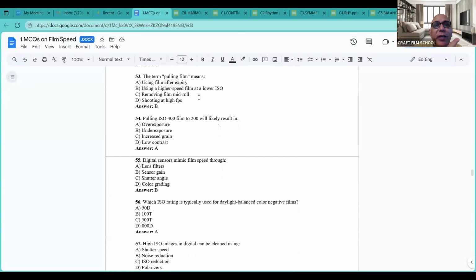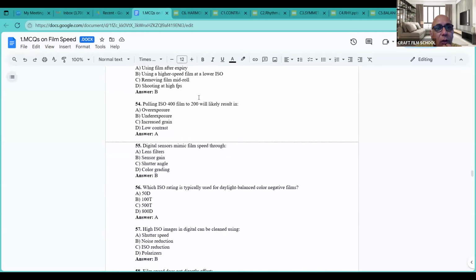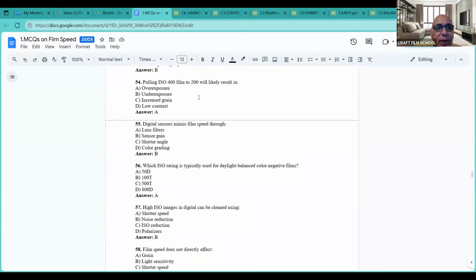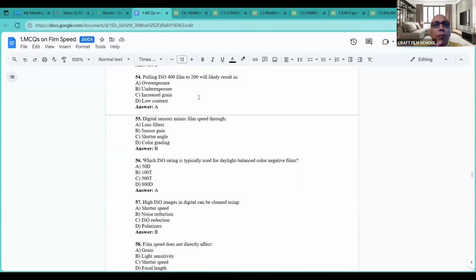The term pulling film, which I have told you, push and pull, is the opposite of push. Using film after expiry has nothing to do with that. Using a high speed film at a lower ASA, which means if you have an 800 ASA film and you are rating it while shooting as 100, it means you are pulling the film. It's connected with the history of earlier days, but I have just included it in case some mad guy puts a question like this. Pulling ISO 100 film to 200 will likely result in what? You are again bringing it down.